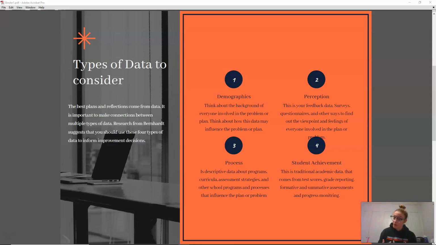So the best plans and reflections, the best evaluations come from these four types of data. And I've described the four types of data here so that my department can get an idea that there's more beyond assessment data that we can use when we're making decisions. Student feedback surveys, parent surveys, looking at what our curriculum's doing, the structure of our curriculum, as well as just the types of students that we have in each of our individual backgrounds, and how that influences maybe some of the problems or changes that we want to see within our department.